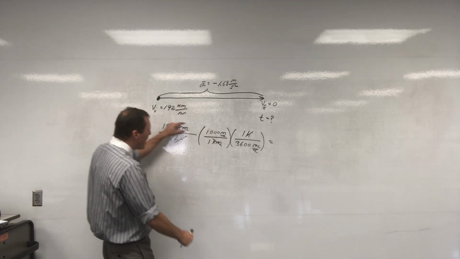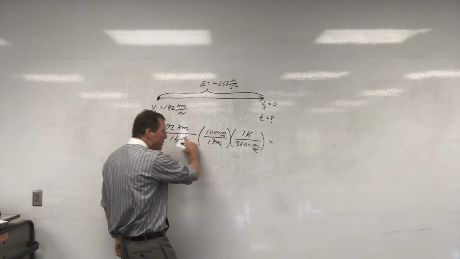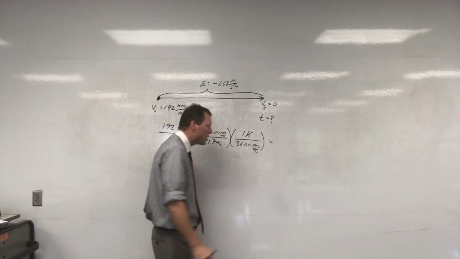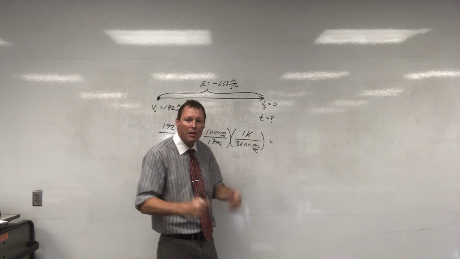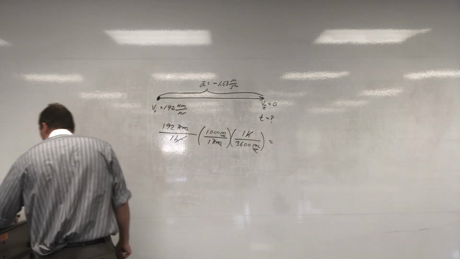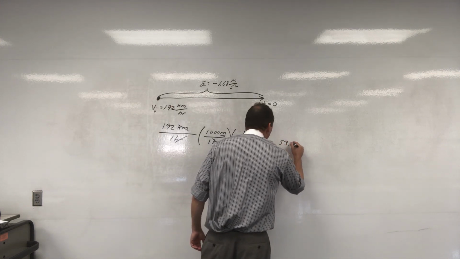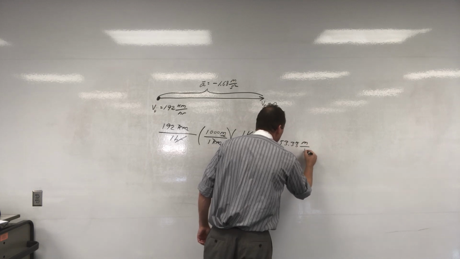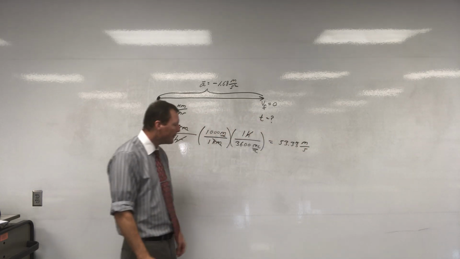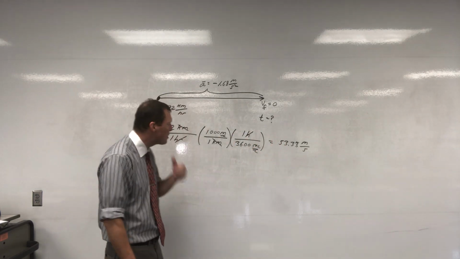So again, I multiply everything on top, 192,000. I multiply everything on the bottom, 3,600, and then I do my division, and that's my answer in meters per second. So in this case, it works out to be about 53.33, and so on and so forth, meters per second. Now I've got everything in the right form.